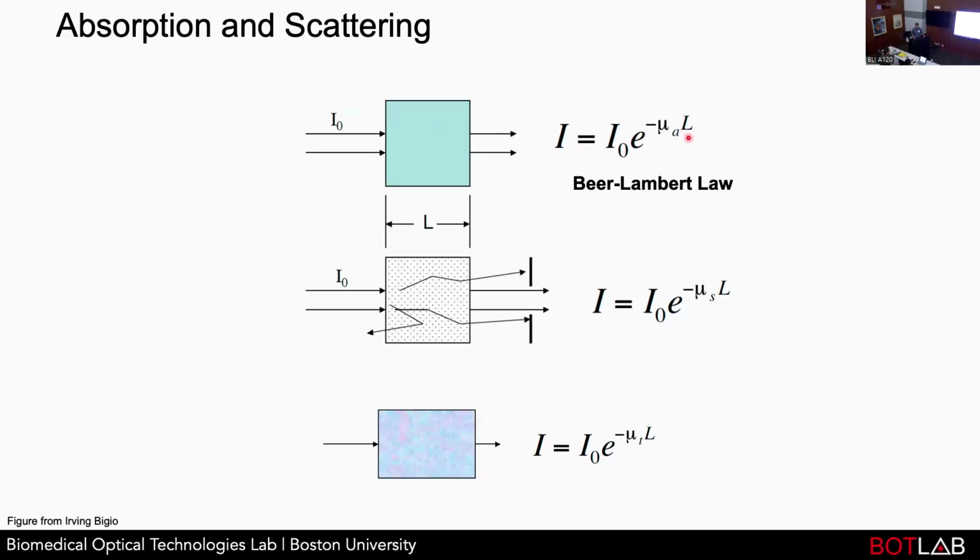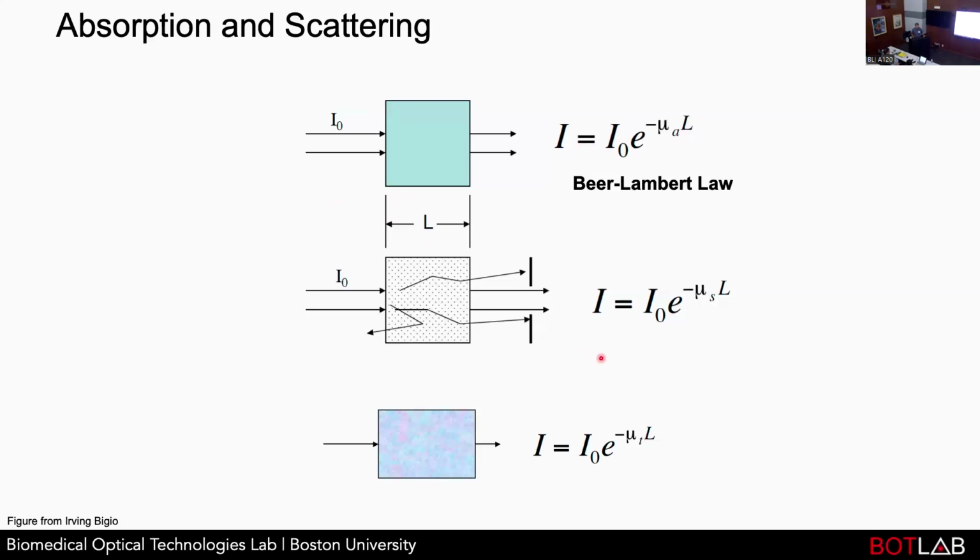L is the path length, but in this case, there's no scattering, so the path length is just the thickness of this media. So you can actually extract optical properties of materials this way, as long as there's not too much scattering. I'll show you a little bit more about that in the next slide.